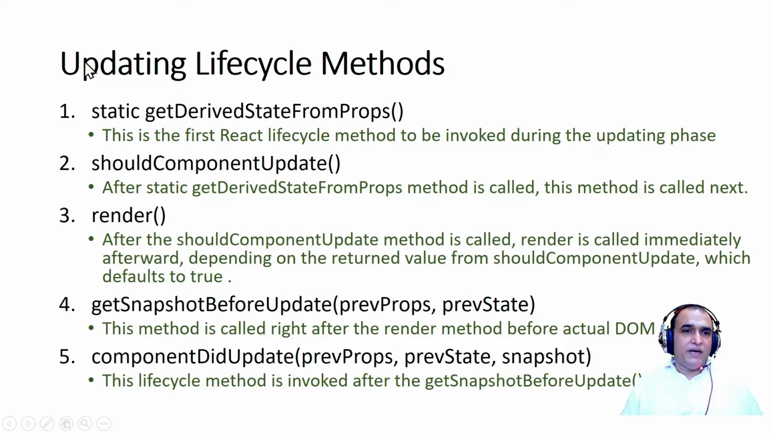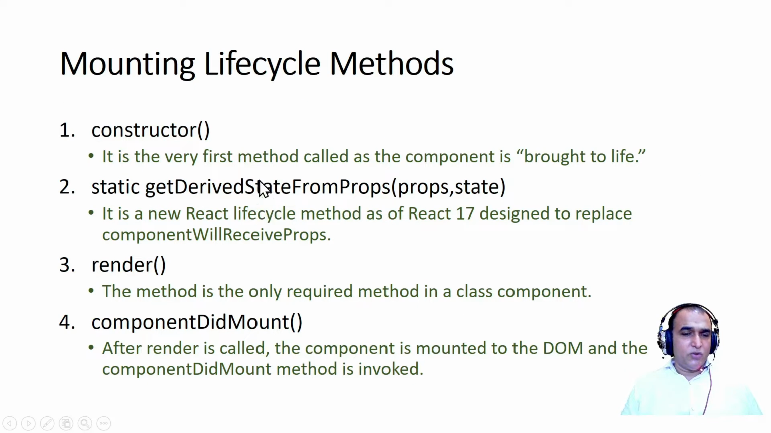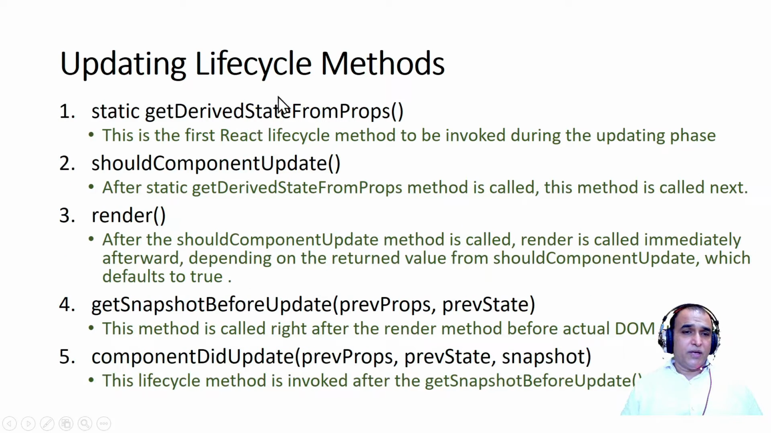If we talk about the updating phase, then we have getDerivedStateFromProps. That means this function executes two times. It executes in the mounting phase and also in the updating phase. We have two parameters, props and state. Then the second method in the update lifecycle of a component is shouldComponentUpdate, which executes before the render method. Then we have the render method, which must execute in the update phase also.